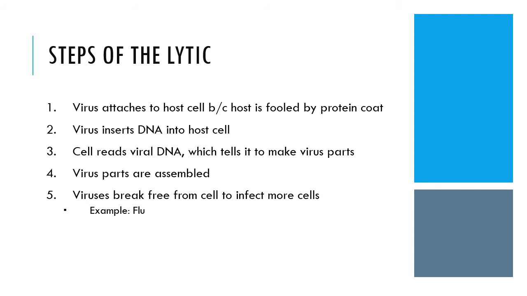And the flu is a great example of this. If you have the flu, one flu virus can infect one of your throat cells, for instance. And out of that one cell, you'll get about 10,000 new viruses. So that's a lot.